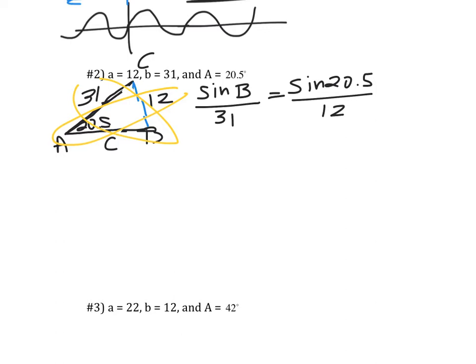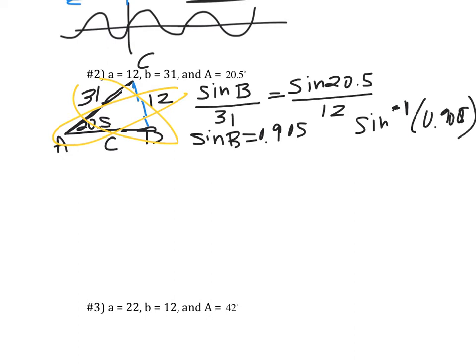And I get that the sine of B is about 0.905, and then take the sine inverse. You know where that's at, right, on your calculator? Yeah? It's right above sine. It looks like this, sine to the -1. So that's the sine inverse button. So you're going to take the sine inverse of 0.905.